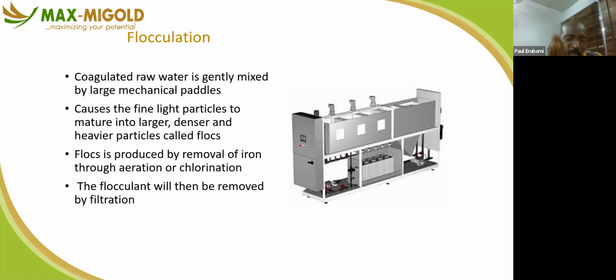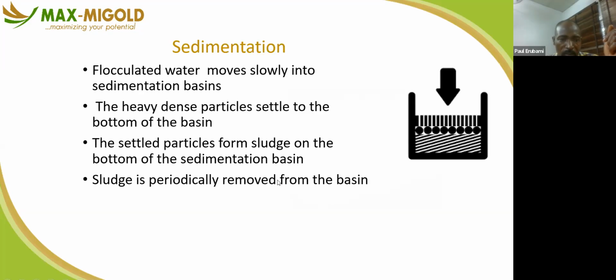Then once the water coagulates enough, it falls to the base of the container that contains it, and you have the clear water at the top surface of the container. Then sedimentation. Flocculated water moves slowly into the sediment basin, which I just mentioned. The heavy dense particles settle to the bottom of the basin. The settled particles form sludge on the bottom of the sediment basin. Sludge is periodically removed from the basin.